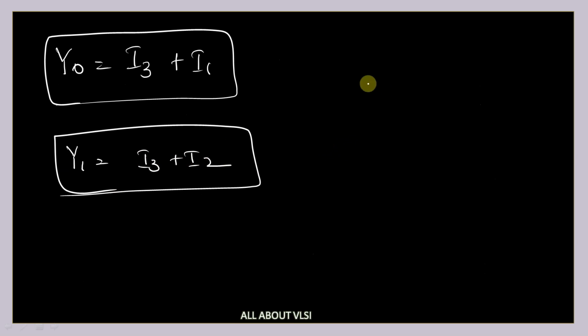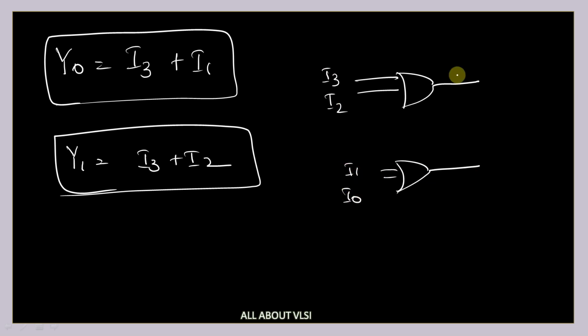And if you want to see the logic diagram for this, it has one OR gate and one more OR gate, with inputs I3, I2, I1 and I0, and outputs Y1 and Y0. Sorry, this is I3 and I2, and this is I1, and we will have I2 here. So this I3 is connected to this. So Y0 is I3 plus I1, and Y1 is nothing but I3 plus I2.